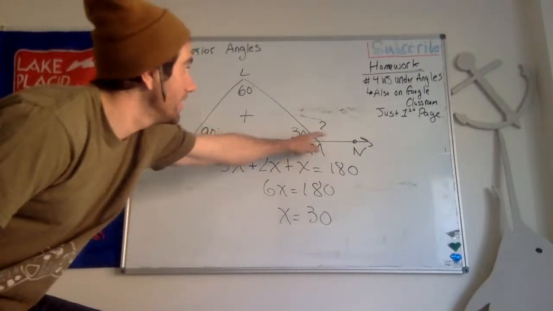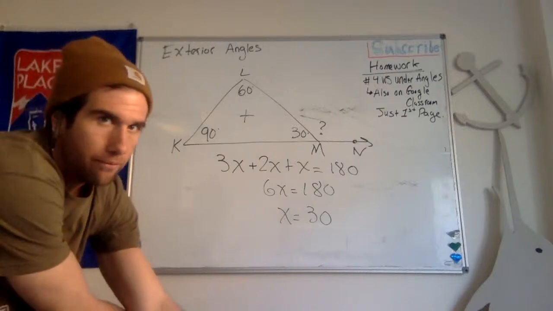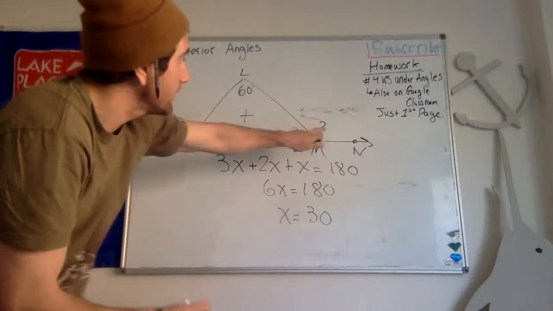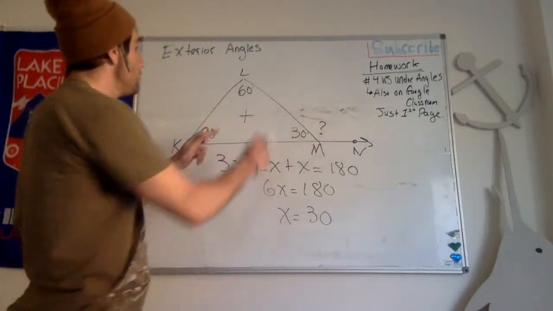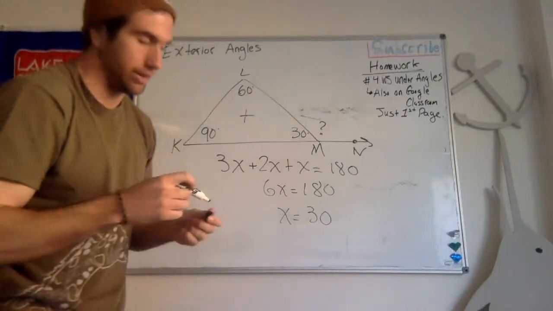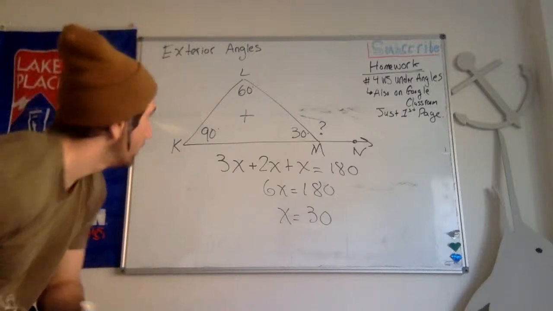Now, who got the exterior angle? Give you guys a second to try to figure that out. If I know this is 30 degrees, I can easily figure out what this is. Or you can use these 2 angles to figure it out that way. There's so many ways to do it. You'll get the same answer.